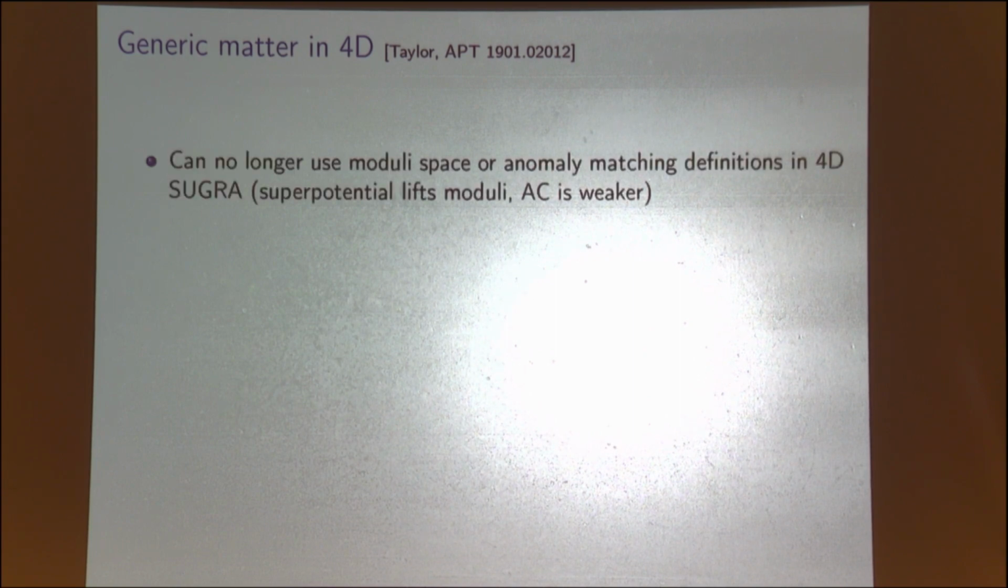OK, so now we want to generalize this concept to 4 dimensions. But unfortunately, we can't just use the same definition we did in 6D, because, as I said, the moduli space is lifted by the superpotential. And we also can't use a counting of the anomaly cancellation conditions to try to find the cardinality of the appropriate set of generic matter, because anomaly cancellation is weaker in 4D.